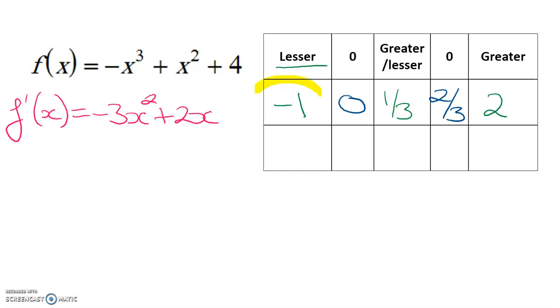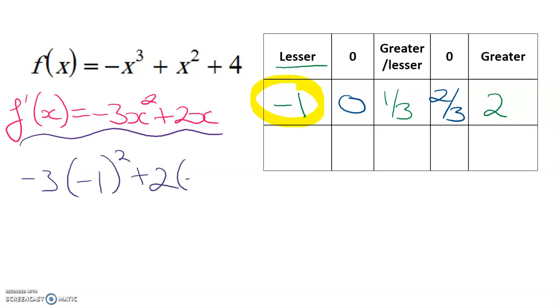So I'm going to start off by substituting negative 1. That's the behaviour of the slope we're looking at. We are using the slope equation. So I'm going to put my negative 1 wherever I see x. So that's just negative 3 minus 2, which equals negative 5. So that is going to be a negative gradient or a negative slope.